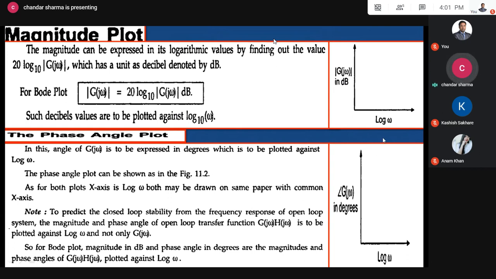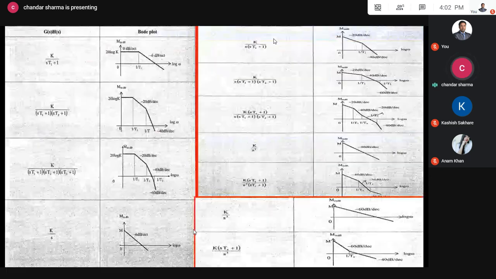Both may be drawn on the same paper with common x-axis. To predict the closed loop stability from the frequency response of open loop system, the magnitude and phase angle of open loop transfer function G(jω)H(jω) is to be plotted against log ω and not only G(jω). हमको logarithm value लेना है. So for Bode plot, magnitude in dB and phase angle in degrees are the magnitudes and phase angles of G(jω)H(jω) plotted against log ω.